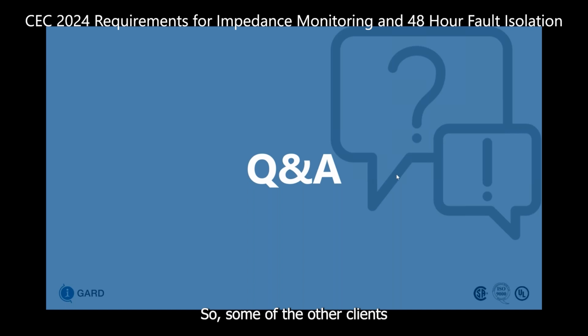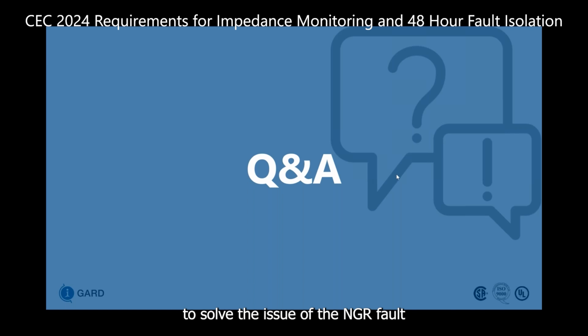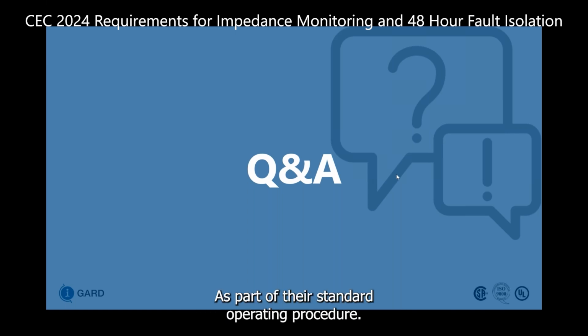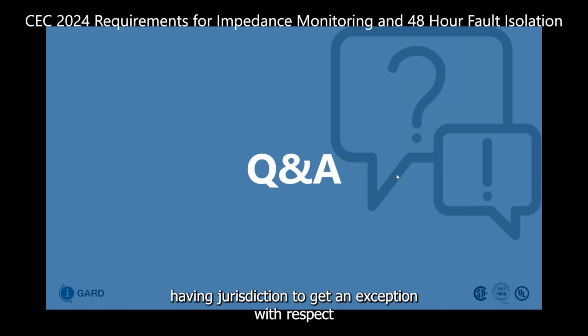Some of the other clients I have decided to use the max threshold of that 48-hour requirement and try their best to figure out a way to solve the issue of the NGR fault within that time frame as part of their standard operating procedure. They will also have an operation plan to basically protect the system, knowing that their main breaker is going to trip. So that might be something to look into on that front. If not, then you may have to contact the authority having jurisdiction to get an exception with respect to your particular scenario.